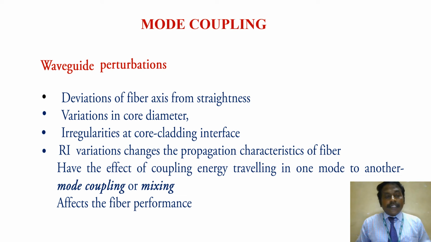So at what condition, or what parameters, do we have to consider for mode coupling? There is a deviation in the fiber axis from the straight line, and the second one is variation in the core diameter. Then there are irregularities at the core-cladding interface. The next one is refractive index variation, which changes the propagation characteristics of the fiber. The effect of coupling energy traveling from one mode to another mode is called mode coupling, or mode mixing. This mode coupling will affect the performance of optical fiber communication.